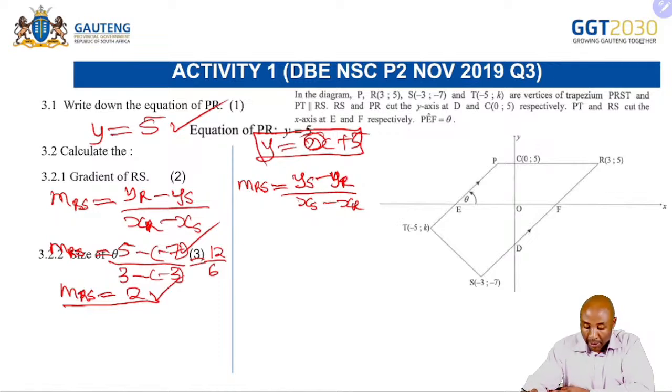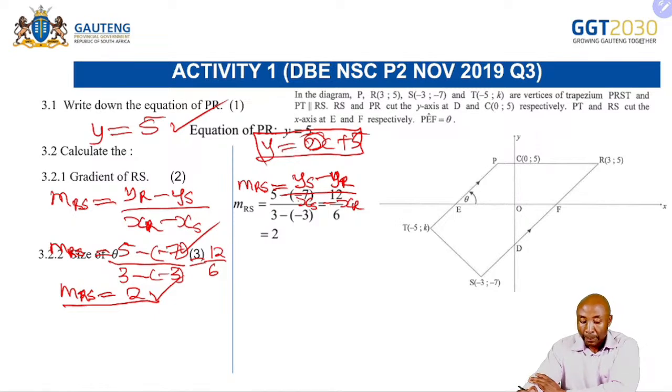Are we able to see angle theta there? We calculated the gradient of RS and found it as 2. We are able to see that angle theta is the angle of inclination for the line TP. To calculate that, we need the gradient of TP, but we are given that PT is parallel to SR.